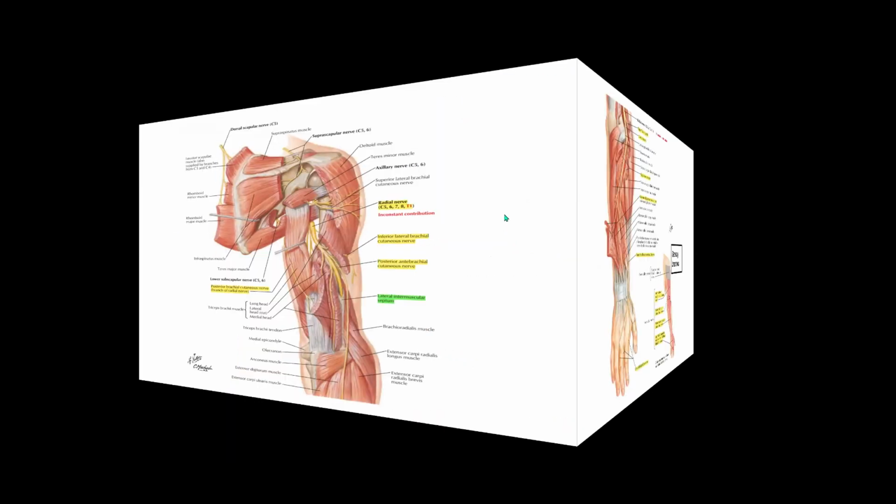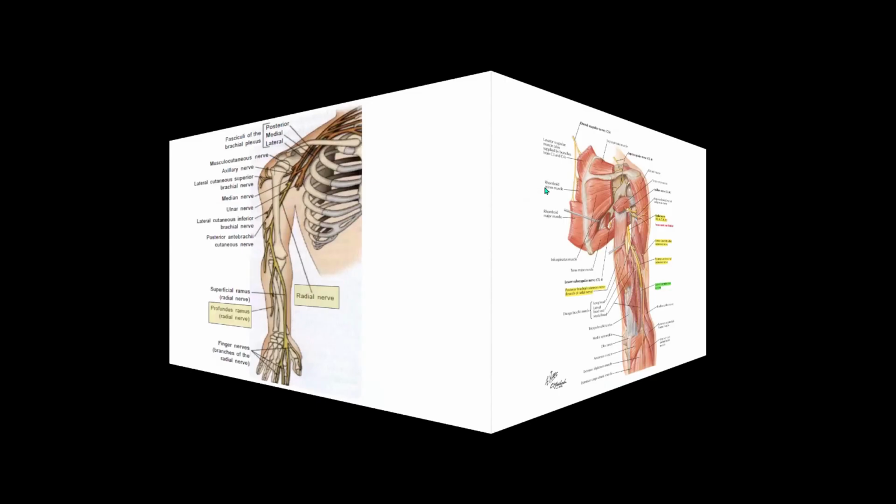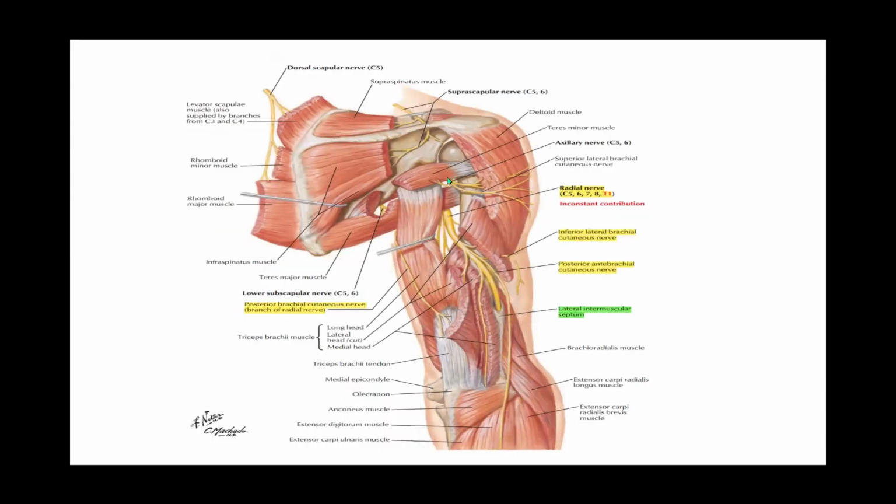While the radial nerve is within the axilla, it gives off the posterior cutaneous nerve of the arm. Let me see if we can find that there. So posterior brachial cutaneous nerve, okay? That's it. The posterior brachial cutaneous nerve, or you can call it the posterior cutaneous nerve of the arm, is a branch of the radial nerve. It's given off while the radial nerve is still within the axillary compartment or axillary space, okay?